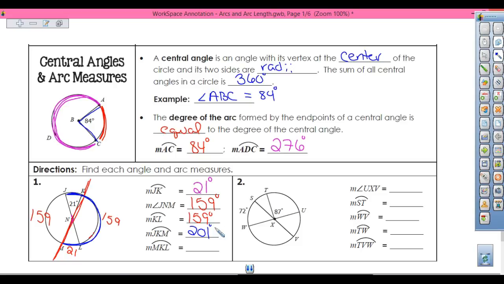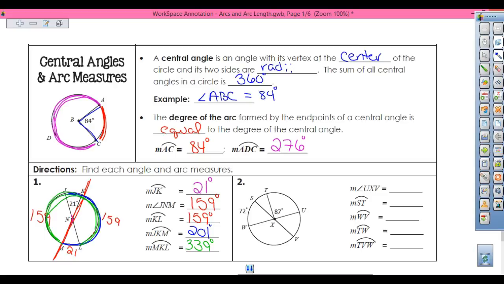Alright, so then MKL, we go from M, keep going all the way around to K, all the way to L. So it's the whole thing except for what? It's the whole thing except for 21, so how can I find it easily? Okay, 360 minus 21. You get 339. Right, not too bad so far, right?